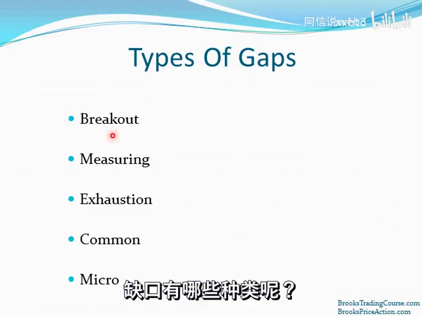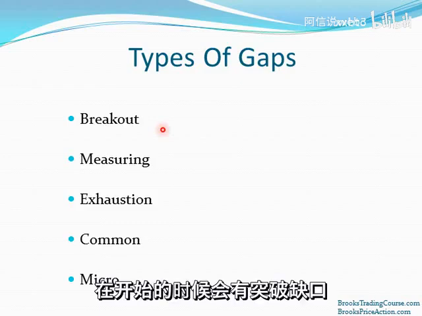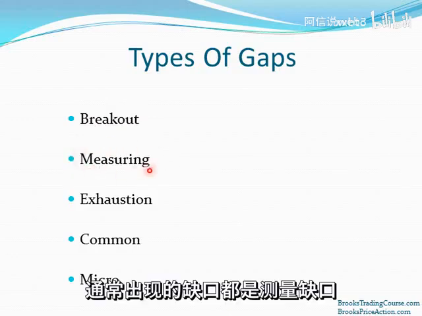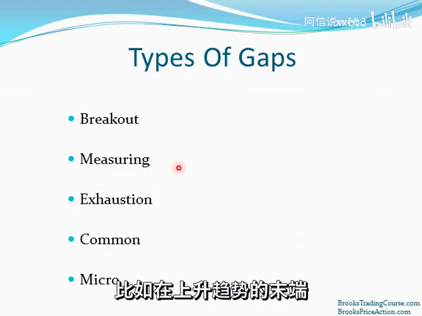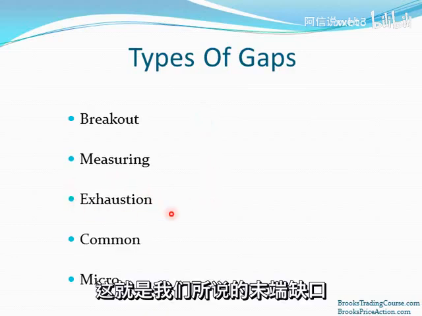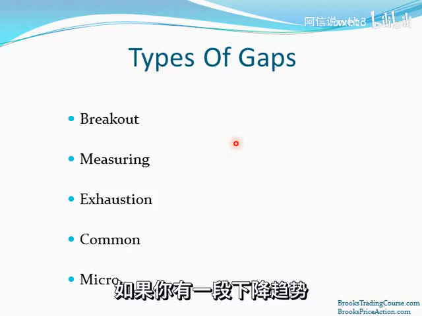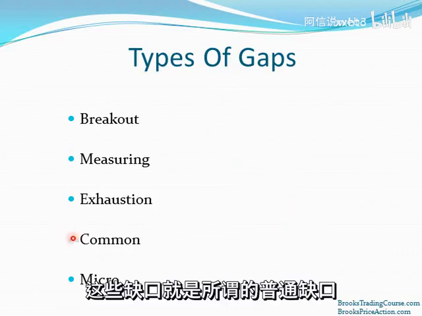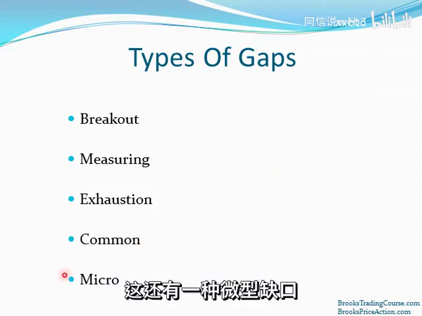So what are the types of gaps? On a daily chart we have actual gaps that you can see. At the start of a move there's a breakout gap. Halfway into the move you'll get a gap that often leads to a measured move, so it's a measuring gap. At the end of a move you'll often, for example on a bull trend, get a gap up and then the trend reverses down. That's an exhaustion gap. If you have a bear trend, every now and then it'll gap and then gap again and gap again. Those are just common types of gaps. And then there's another type of gap that I call a micro gap. I'll talk about that soon.